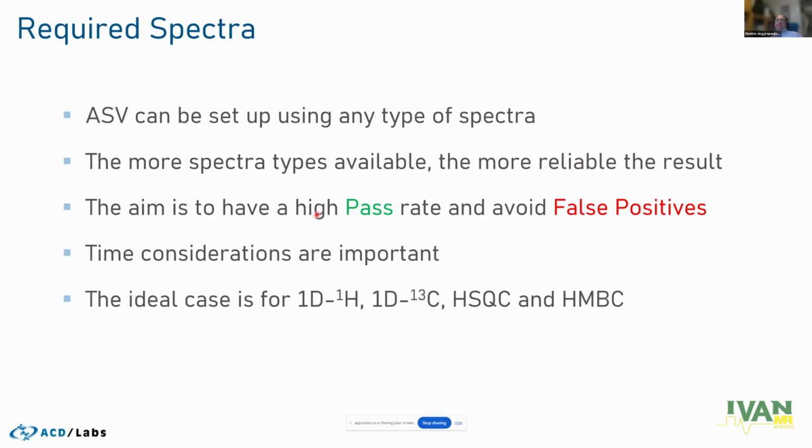The aim in all these systems is to have a high pass rate, that is to have a high number of correct answers, and to avoid false positives. So you will have pass, you will have fail, you will have false positives and false negatives.